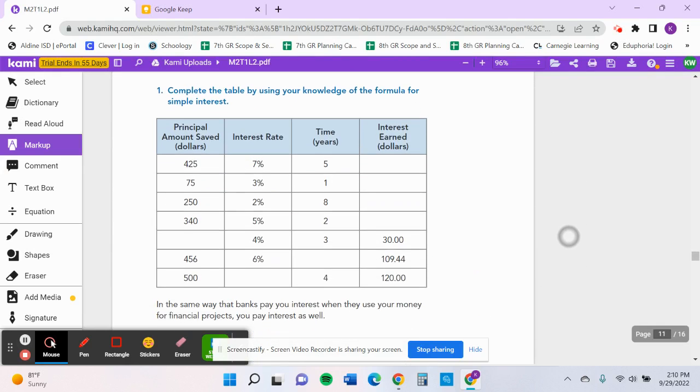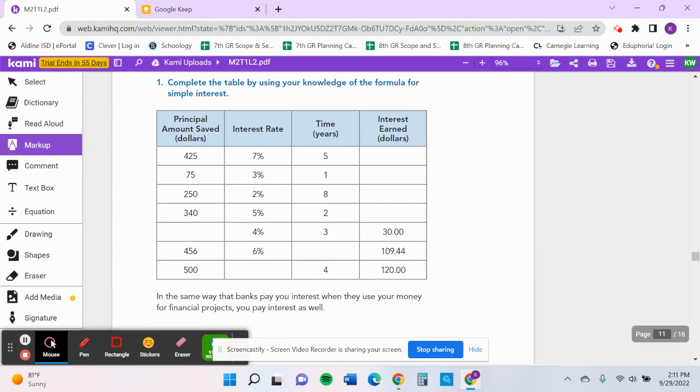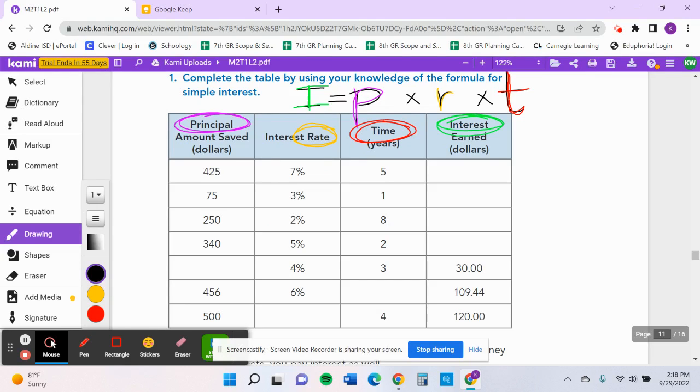Let's now get into question number 1. So question number 1 says, complete the table by using your knowledge of the formula for simple interest. Go ahead right now and actually write the formula down on your paper. Pause here. So here's the formula, and I've even color coded it for you so that you can see what goes with what value. Now, this is probably your first time seeing simple interest in this formula.